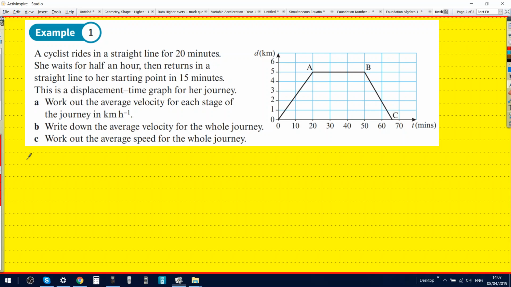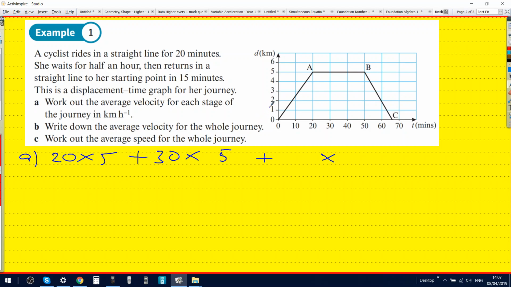So 20 by 5. Plus something times something. Plus something times something. So you've got 20 by 5 plus 50 by 5 plus 65 by 0. So what is the displacement? Sorry, what is the time in the middle bit? In the middle bit. 30 minutes. Yeah. So that's 30 by 5.